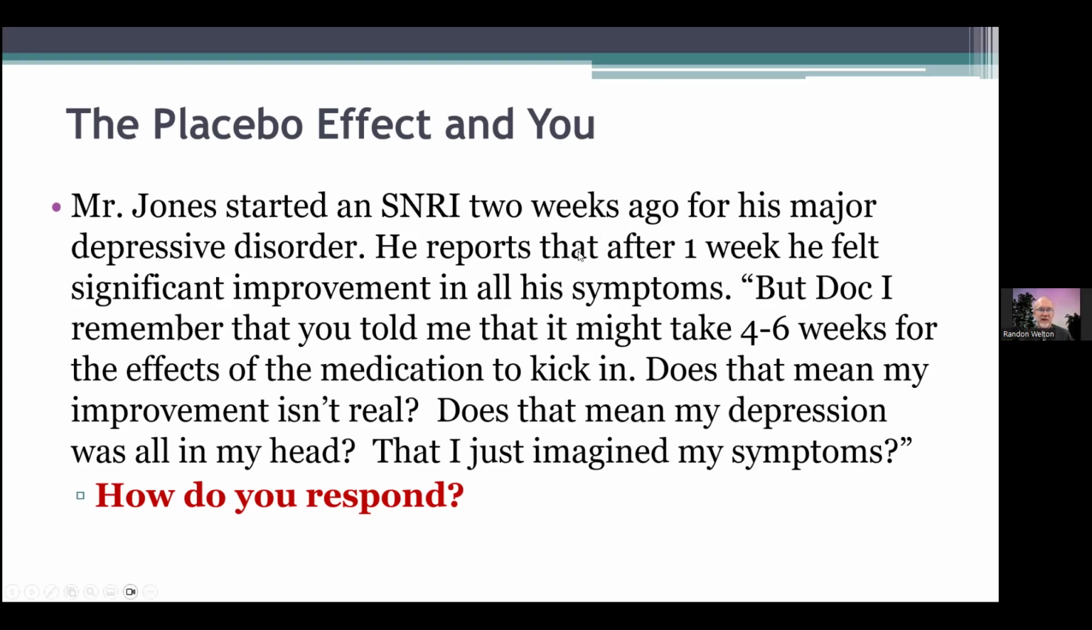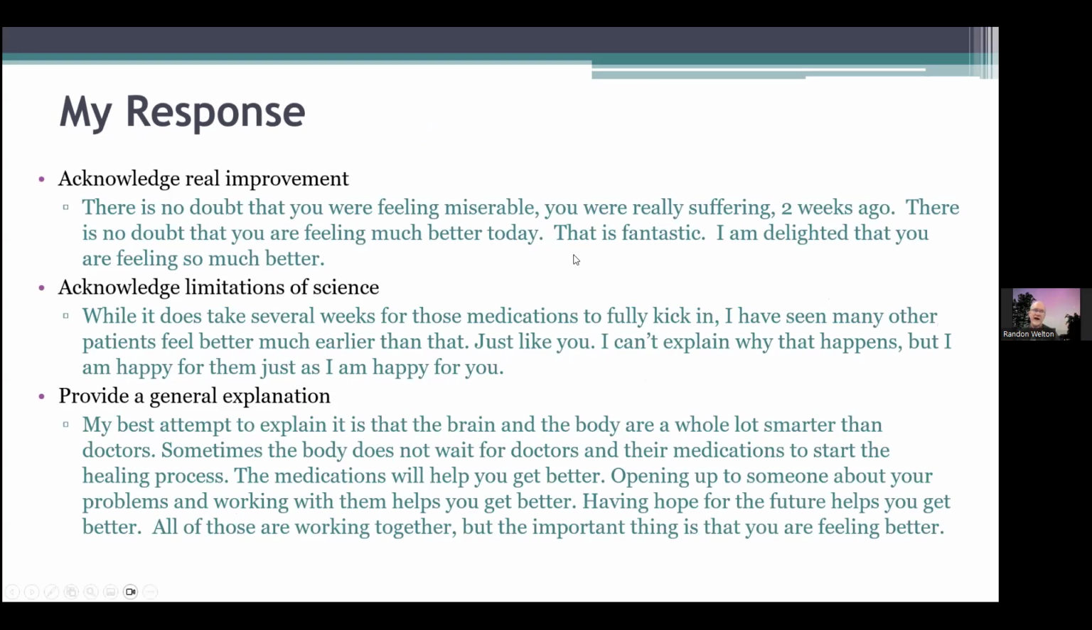Don't worry about the exact wording of this, but this is kind of my idea. I'm going to do three things with this patient. The first is I'm going to acknowledge the real improvement. This is real. The second thing is I'm going to acknowledge limitations of science. And the third is to provide a general explanation, enough of an explanation that they can hang their hat on and feel good about it.